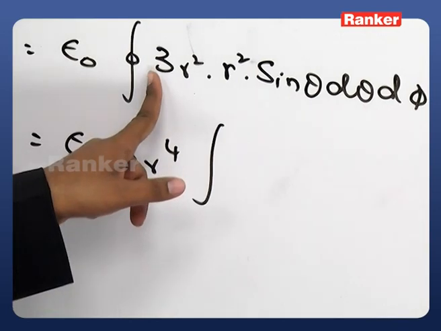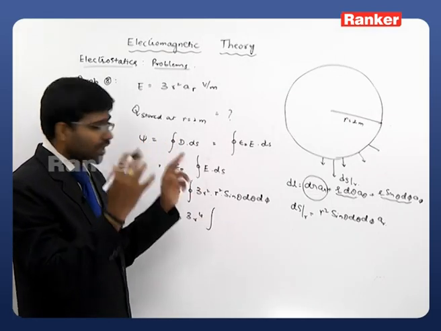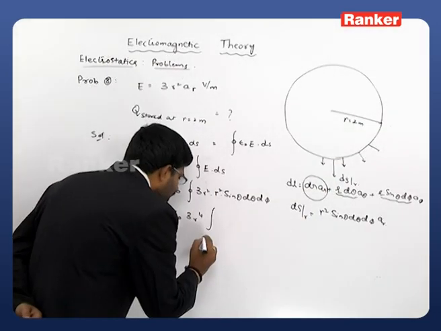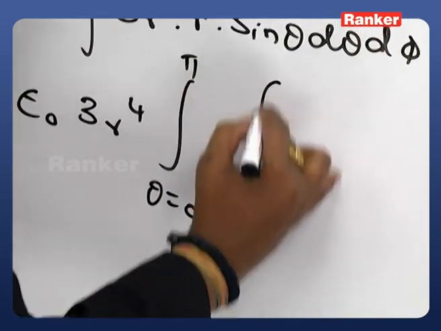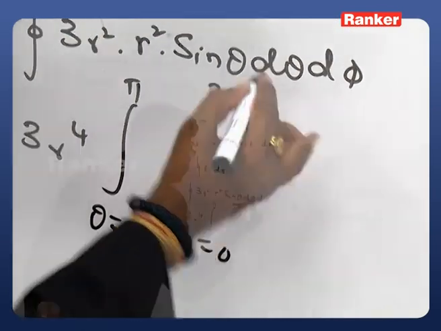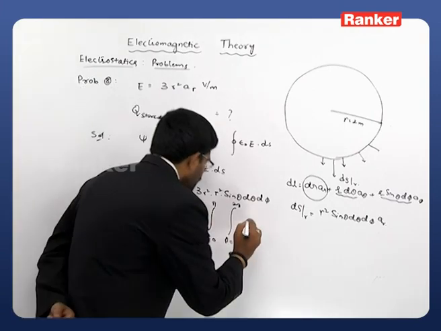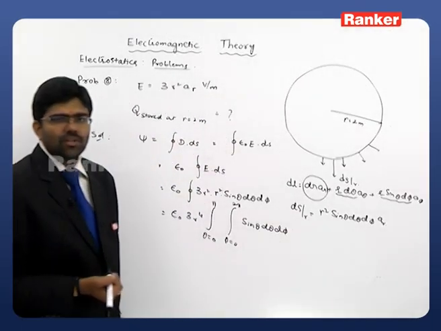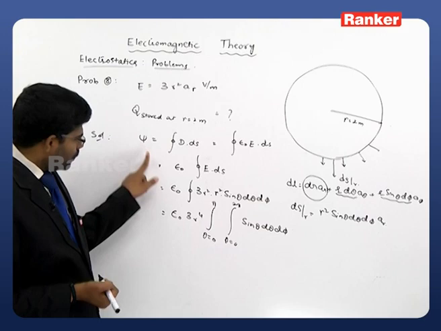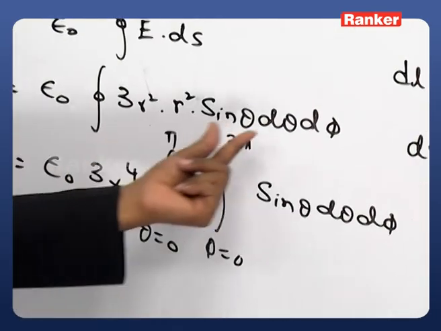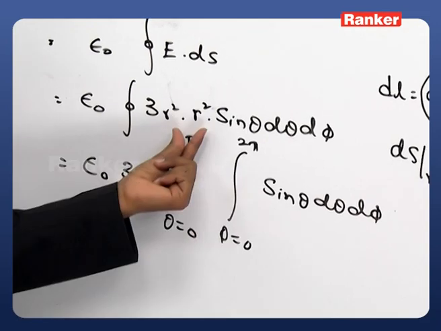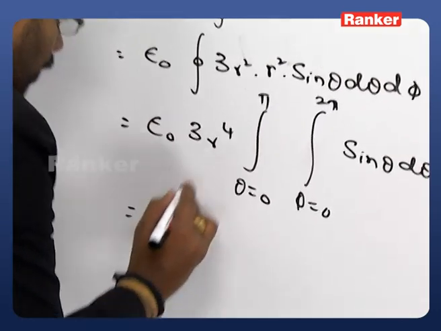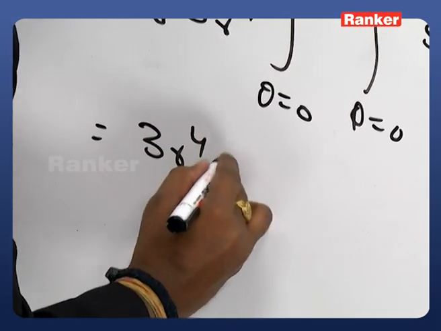Now the integration is for the surface that we are considering. Now that integration will be taken for theta and phi only. To form a complete sphere, what are the limits of our theta? Theta limits are from 0 to pi and phi limits are from 0 to 2 pi. Just write down those two, nothing more than that. So simply the total flux leaving is equal to epsilon naught 3r power 4. The limits will be taken for theta and phi only. Theta is from 0 to pi and phi is from 0 to 2 pi, sin theta d theta d phi. Just integrate this one.